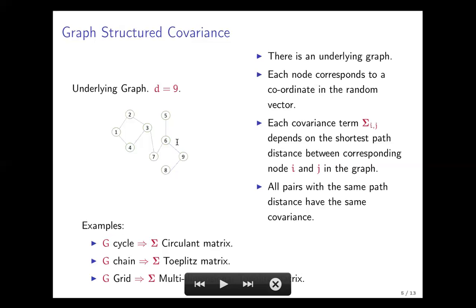Now, some interesting matrix structures come from different underlying graph structures. If the graph is a cycle, then we get circulant type covariance matrices. If the graph is a chain, then we get Toeplitz type matrices. And if the graph is a grid, then we get multidimensional Toeplitz matrices.